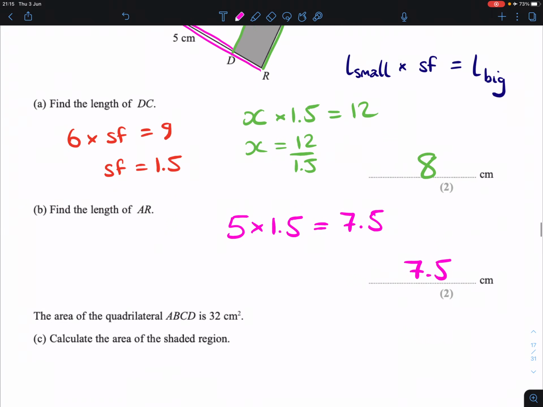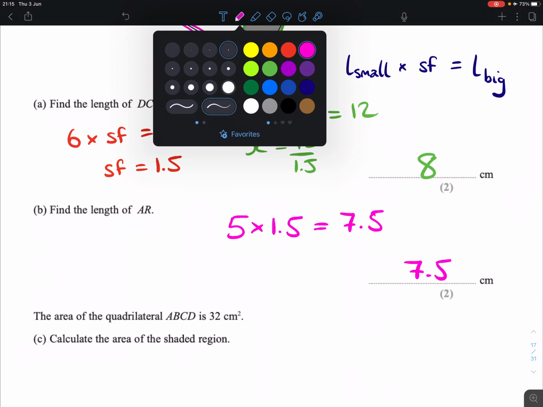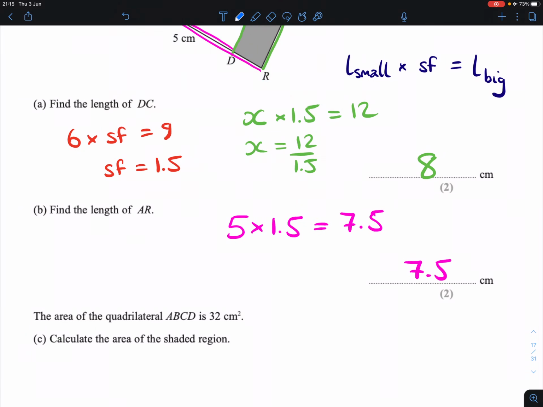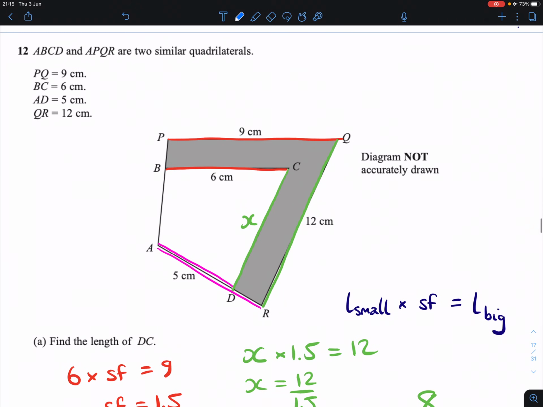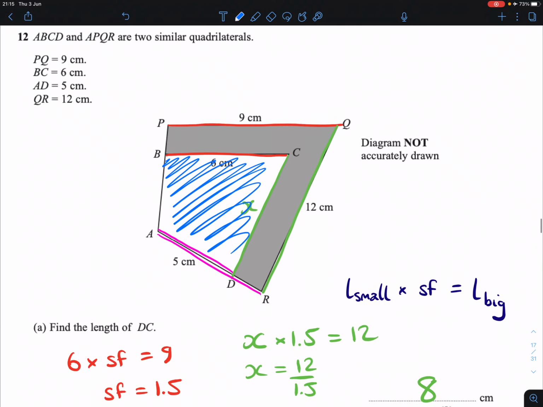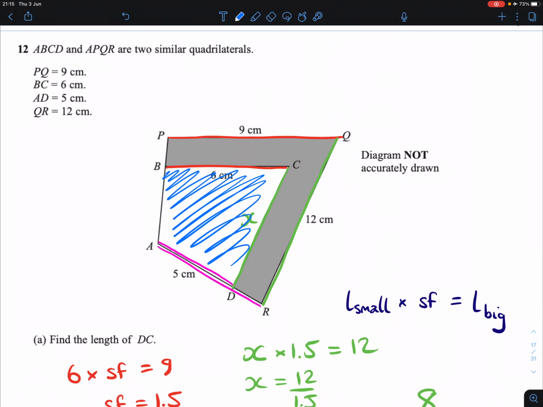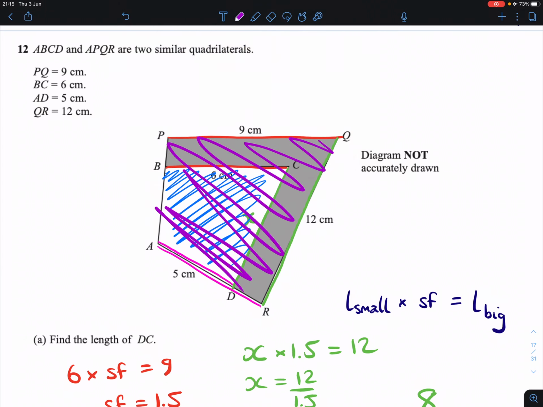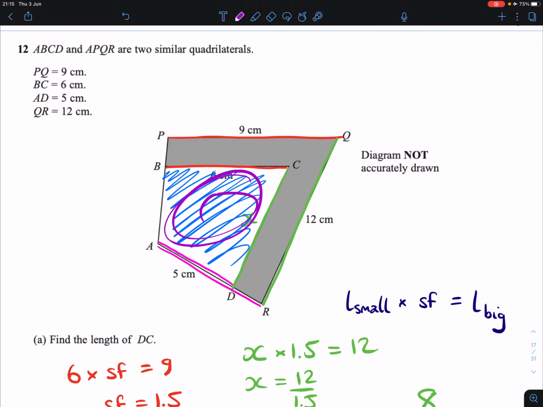Next part. The area of the quadrilateral ABCD is 32 centimeters squared. So that is the area of this, 32 centimeters squared, the area of the small similar shape. Calculate the area of the shaded region. So that's the dark gray bit there. In order to do that, we're going to have to figure out the area of the big similar shape and take the area of the small shape away from it.